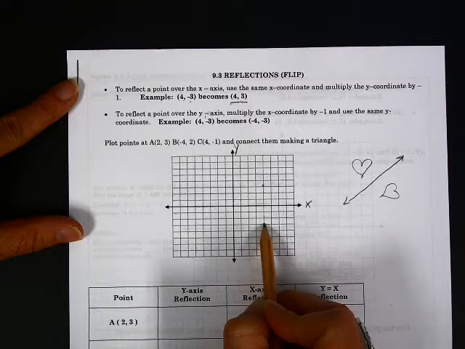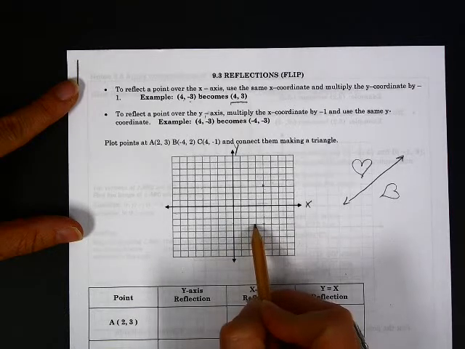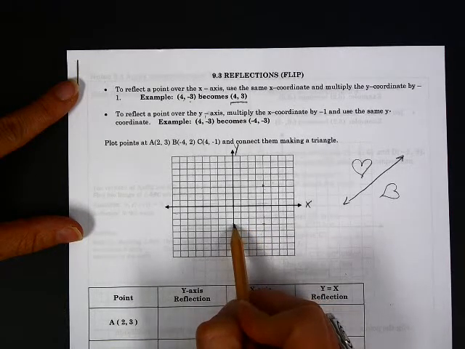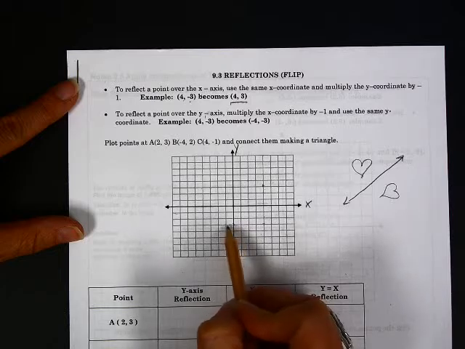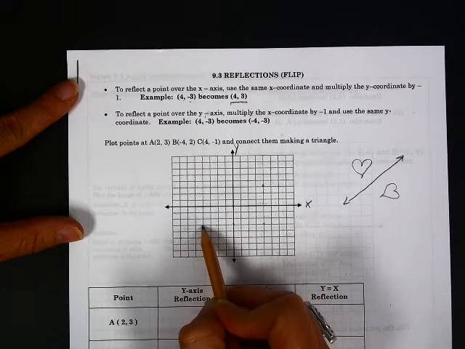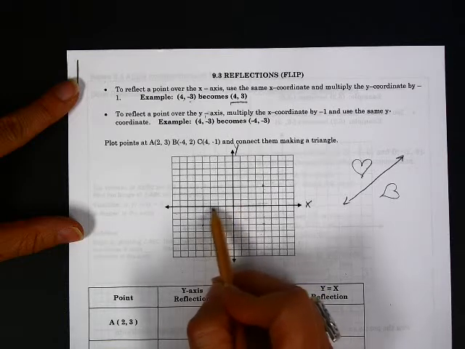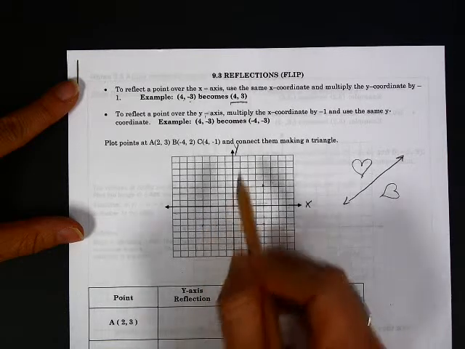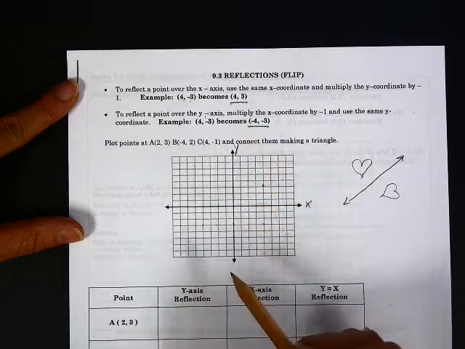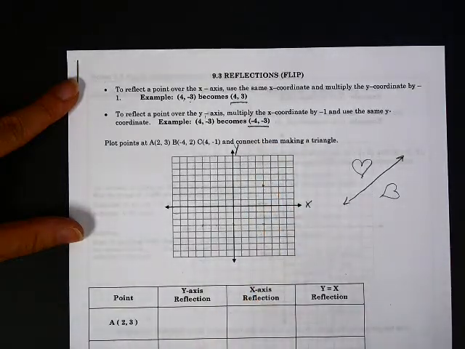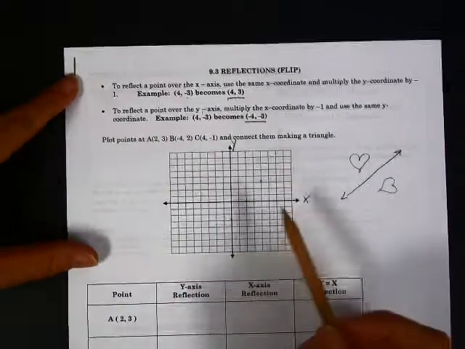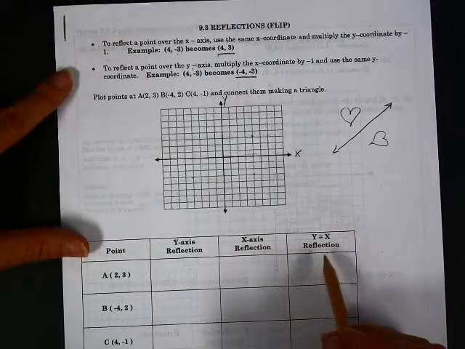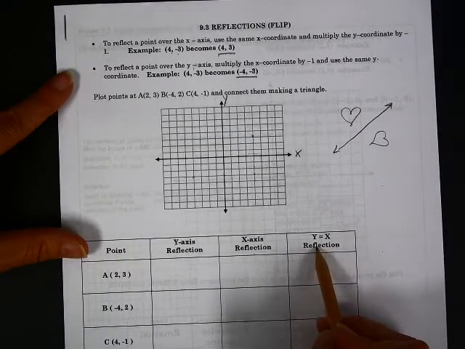And if you were at (4, -3) and you were reflecting across the y-axis, here's your y-axis. You're 1, 2, 3, 4 away from your line of reflection, so 1, 2, 3, 4 away over here on the other side, which has you located at (-4, -3), which is this location right here. So we're just going to practice doing that.